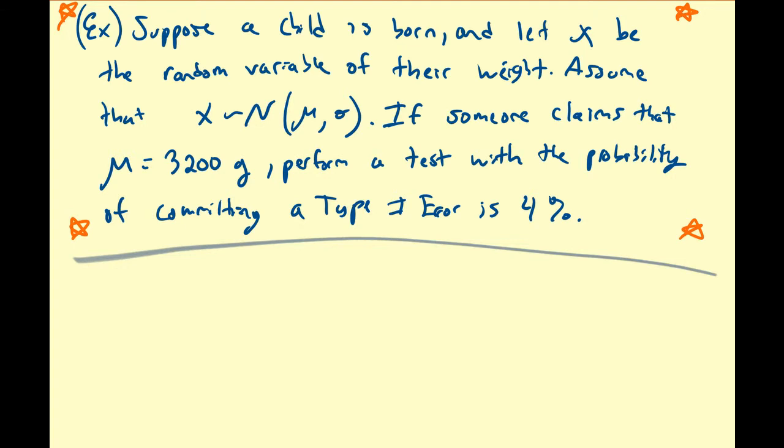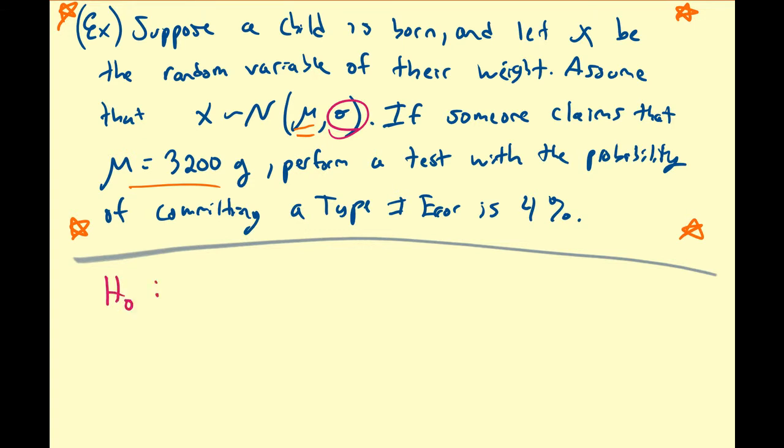So if somebody claims that the mean weight of a child is about 3,200 grams, perform a hypothesis test with the probability of committing a type 1 error being 4%. The main difference between this video and the last is that the standard deviation of the population is not known. And we're still aiming to estimate mu to see whether we can reject or fail to reject this claim. All right, so let's begin by going through the ways of what we know how to do.